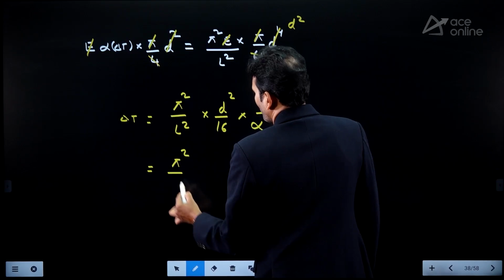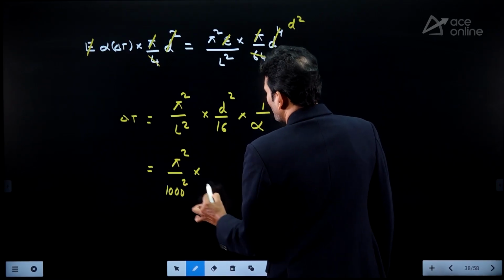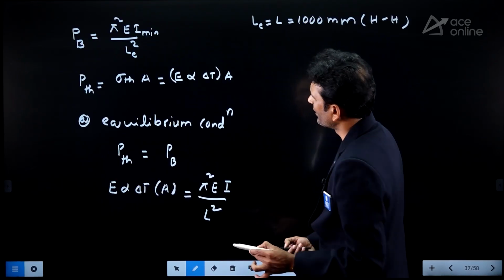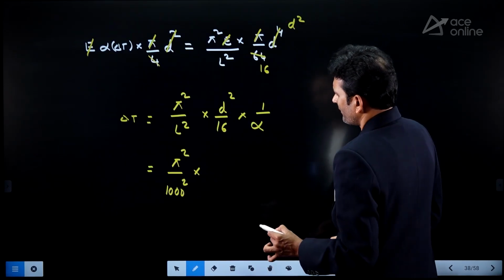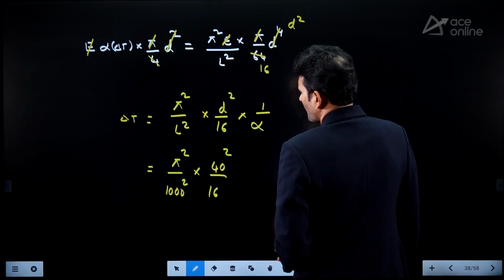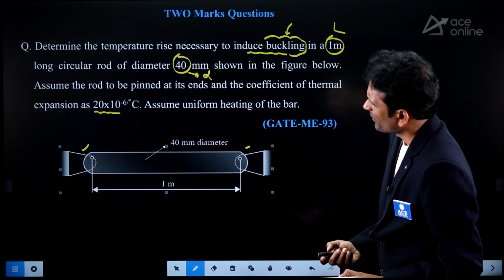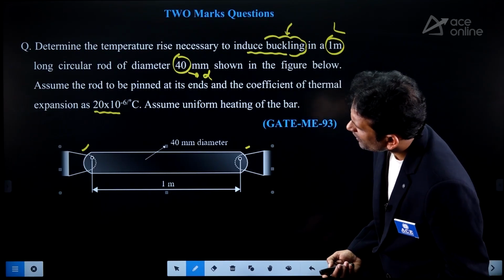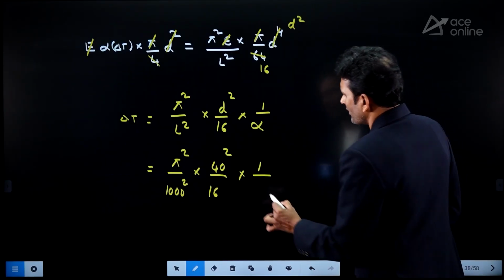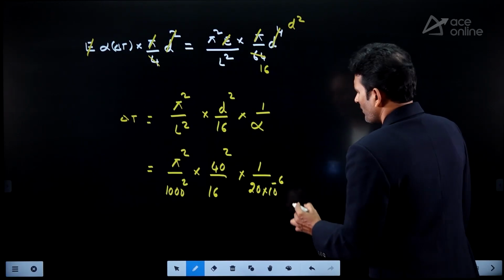Pi square divided by L square, 1000 square, into D square. What is the D value given? 40 millimeter. 40 square divided by 16 into 1 divided by how much? 20 into 10 raised to minus 6, the alpha value. That's it. Simplify this one.